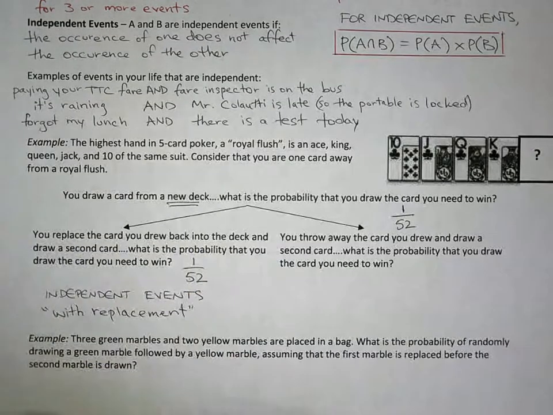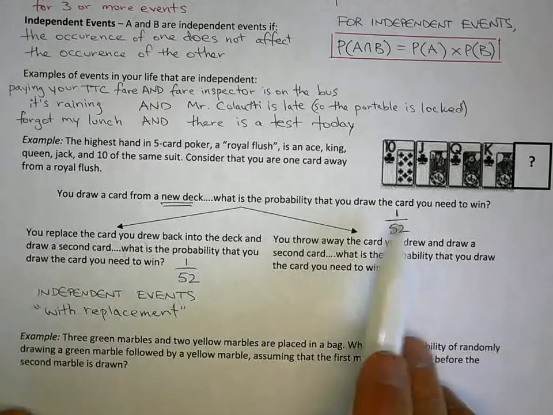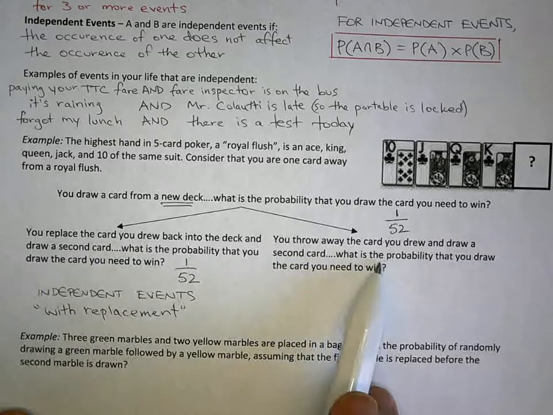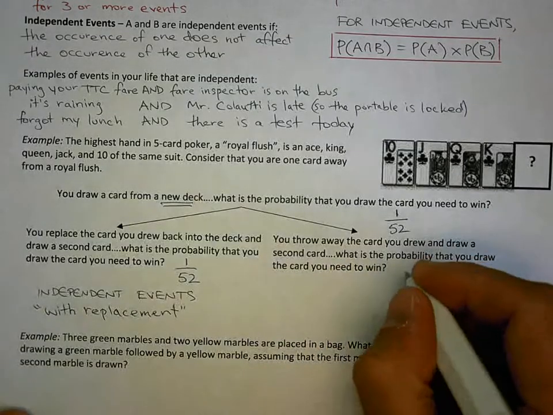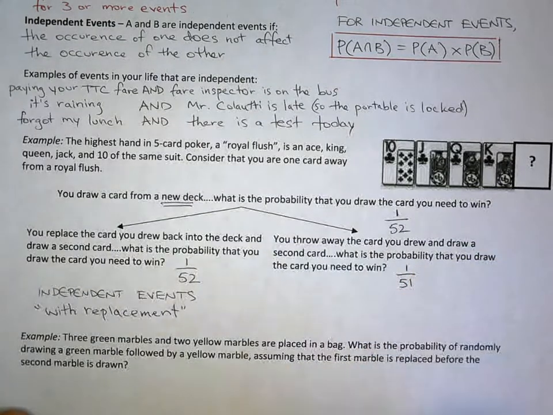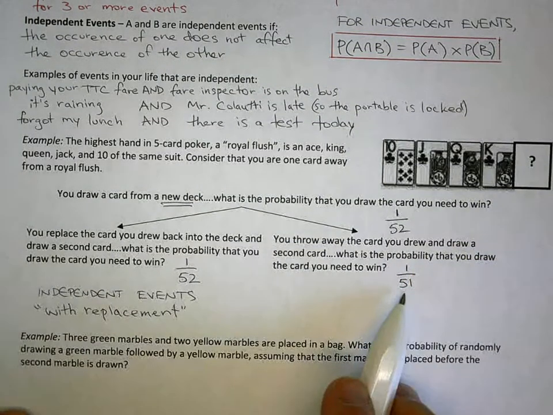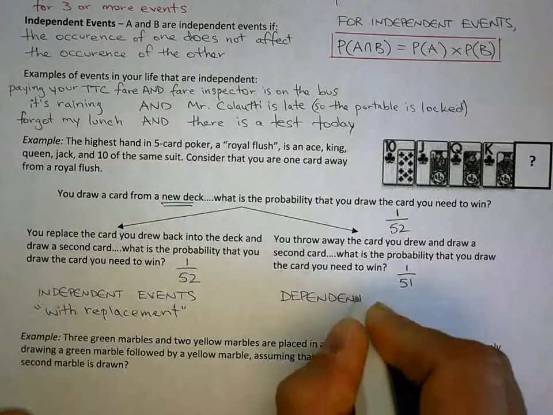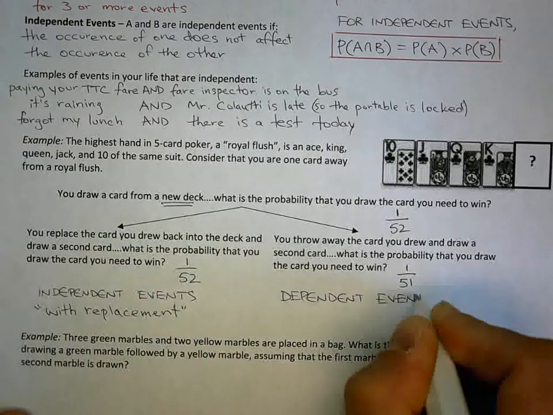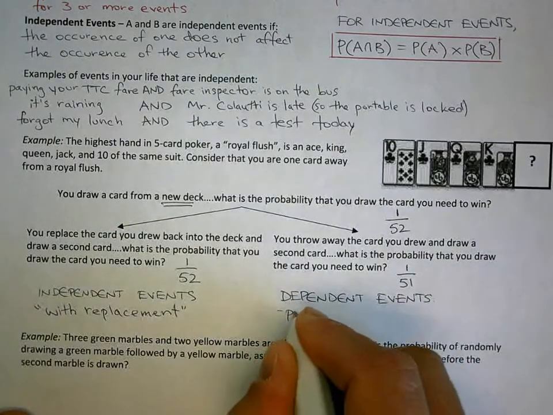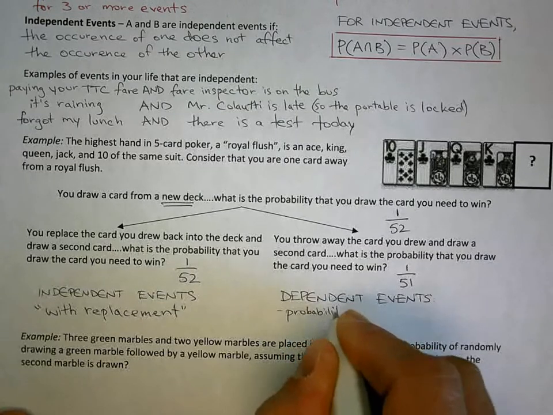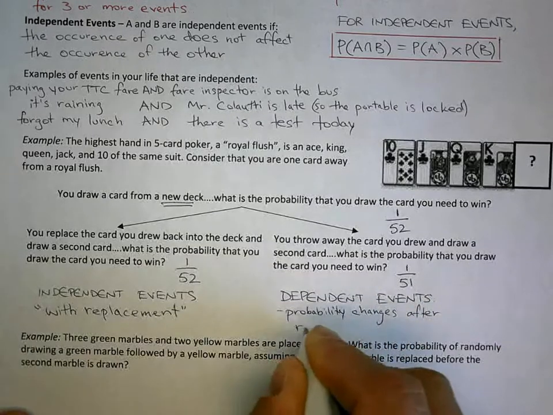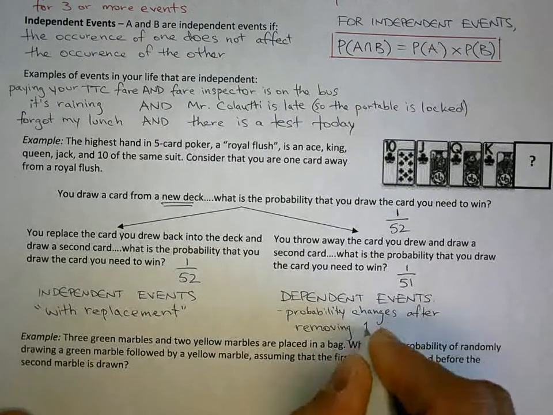The deck hasn't changed. The other alternative, the flip side to this, is you took out one card, it's not the card you needed. You throw away the card and you draw a second card. What is the probability that you drew the card you needed to win? Well, there's one card you need to win, but there's only 51 options now. The probability of my deck has changed. So this is not independent. These are dependent events. One event impacted the other. The probability changes after removing one card.